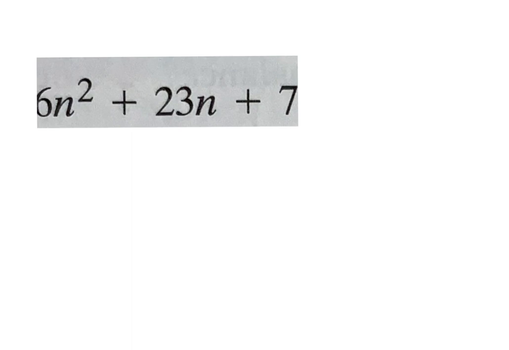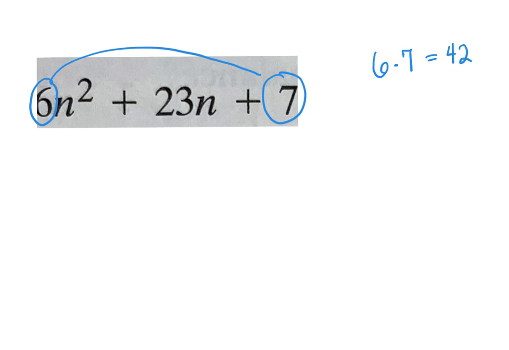So if you do it this method, what you're going to do is you're going to take your first term, 6, and you're going to multiply it by your last one, 7. So I'm going to say 6 times 7, that gives me what? 42, all right? Now I want factors then of 42 that add up to 23. What are factors of 42 that add up to 23? All right, so 2 and 21. Does everybody agree 2 times 21 is 42 and 2 plus 21 is 23?